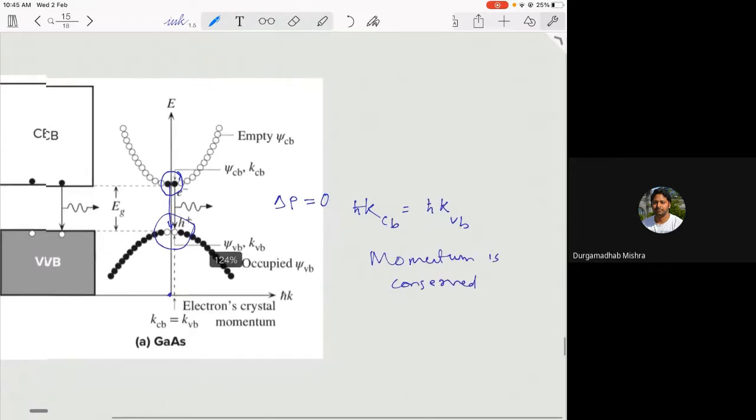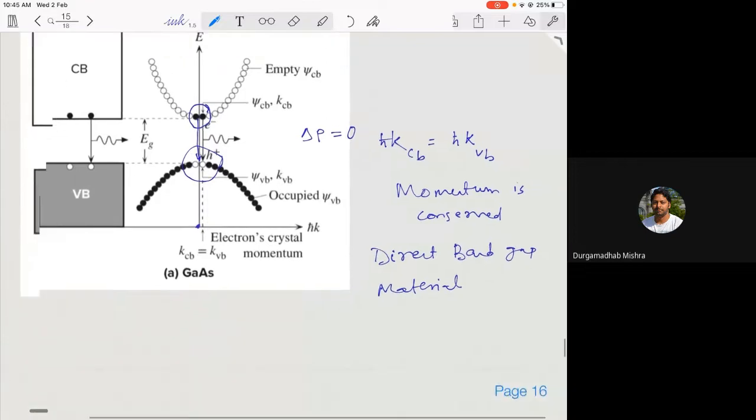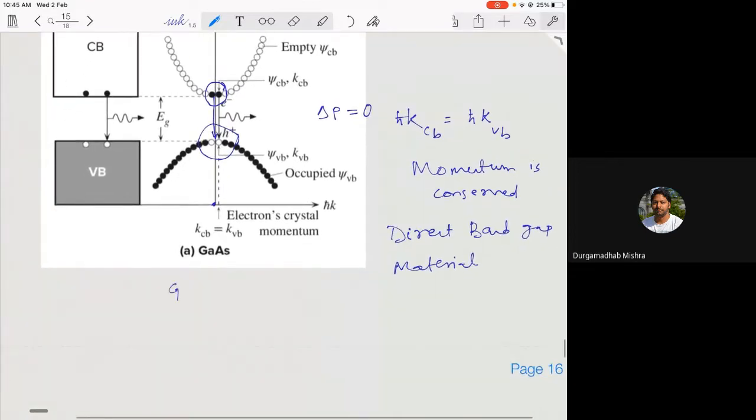Such materials are known as direct band gap materials. In a direct band gap material, an example is gallium arsenide, or most of the compound semiconductors, such as indium arsenide. So these compound semiconductors are direct band gap semiconductors.